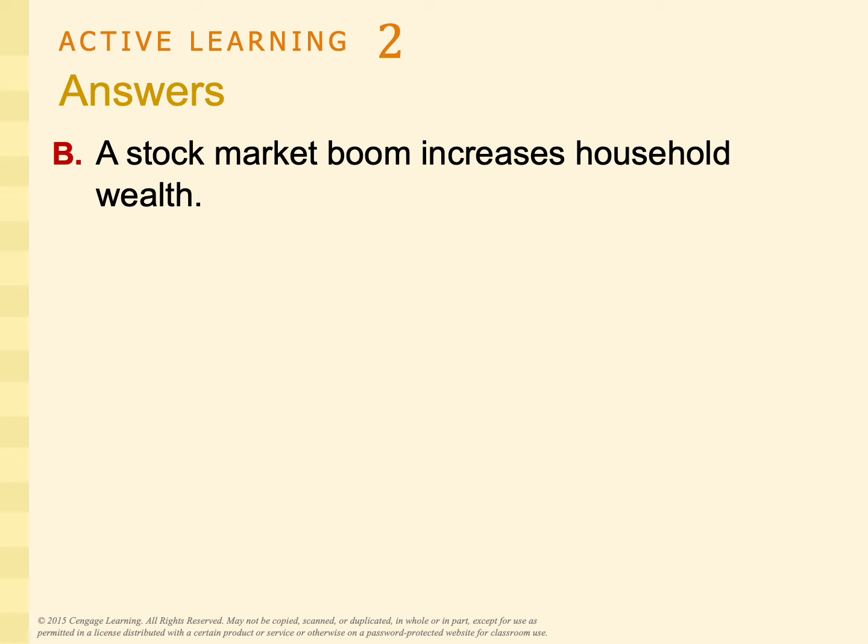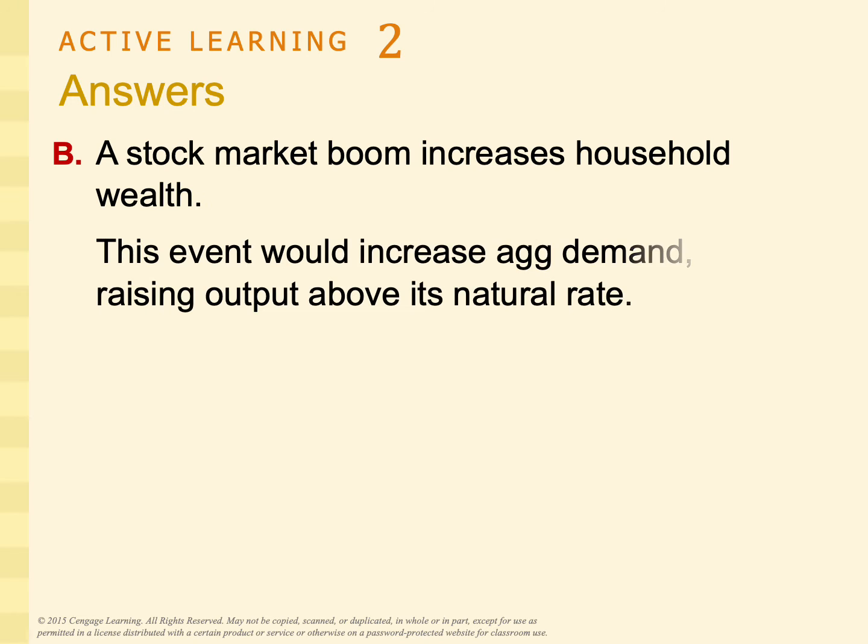All right, what about the case of a stock market boom that increases households' wealth? When households are more wealthy, they have more money to spend, so they spend more. And this would increase aggregate demand, raising GDP above its natural rate, and it would also cause some inflation. One of the goals of the Fed is to keep inflation at bay, to not necessarily minimize it, but to keep it low. So given that this increase in aggregate demand would start to push prices up, they might want to try to stabilize that.